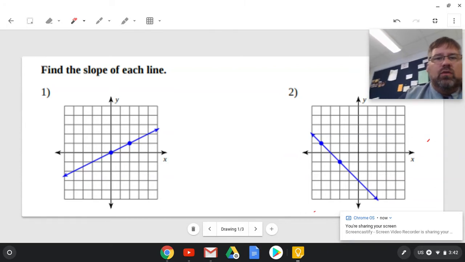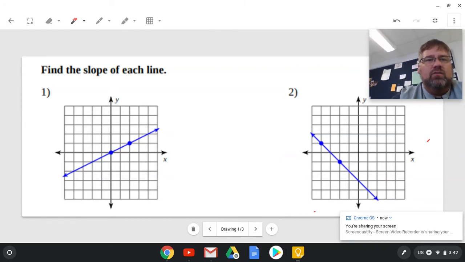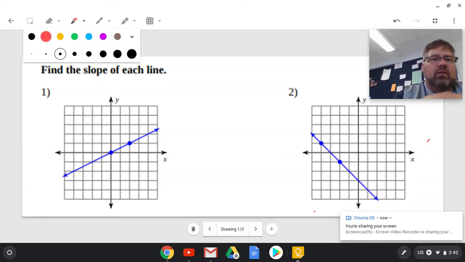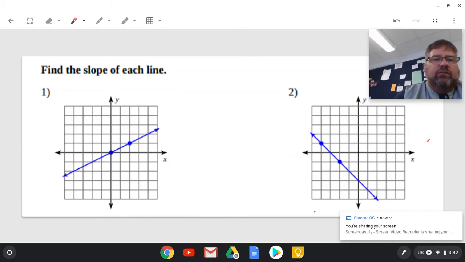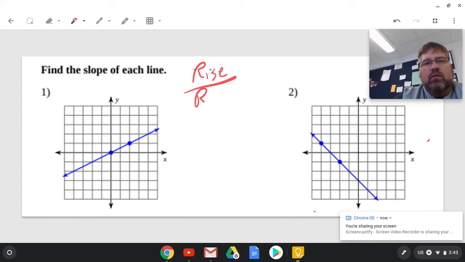The first one we're going to do is we find the slope of each line given a graph. As we've done in the past, we're going to basically find two lattice points and count the rise and the run. What is slope? Rise over run. So without further ado, here we go. 1, 2, that was my run. My rise is up 1, so my slope or rate of change is 1 over 2.